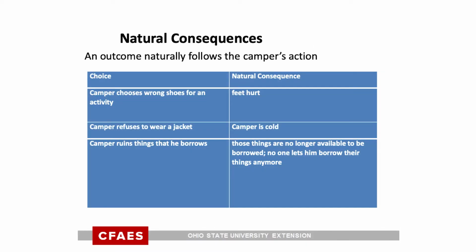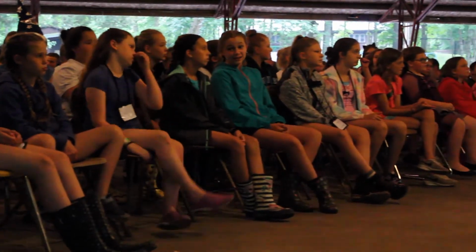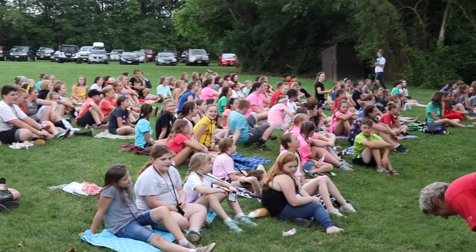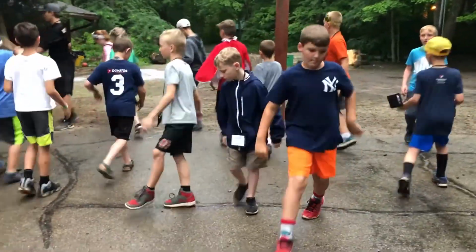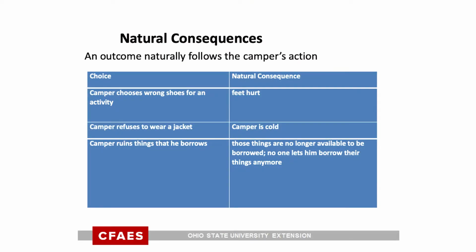Natural consequences, an outcome naturally follows from the camper's action, and it also provides information that helps that camper make a better choice in the future. Natural consequences may cause frustration, but that is an important part of the learning experience. Here's a couple of examples of natural consequences. The camper chooses the wrong shoes for an activity and therefore their feet hurt. Or the camper refuses to wear a jacket to campfire and therefore they're cold that evening. Or the camper ruins something that they borrowed from somebody and therefore they're no longer able to borrow things from that person or maybe from anybody else in the cabin.